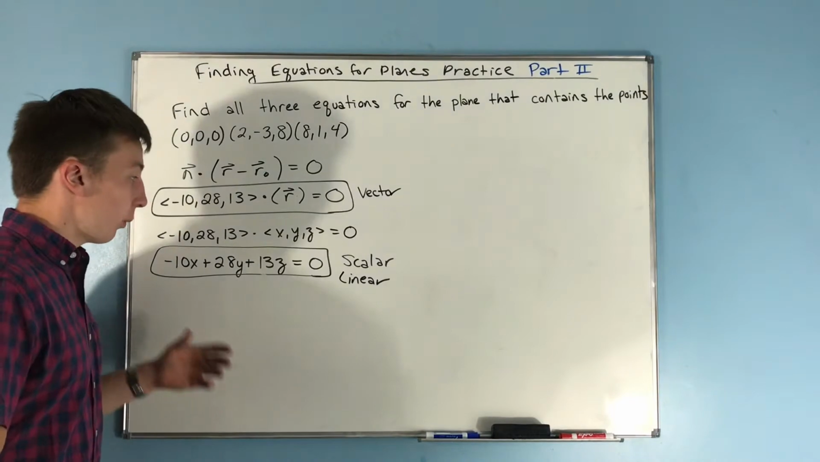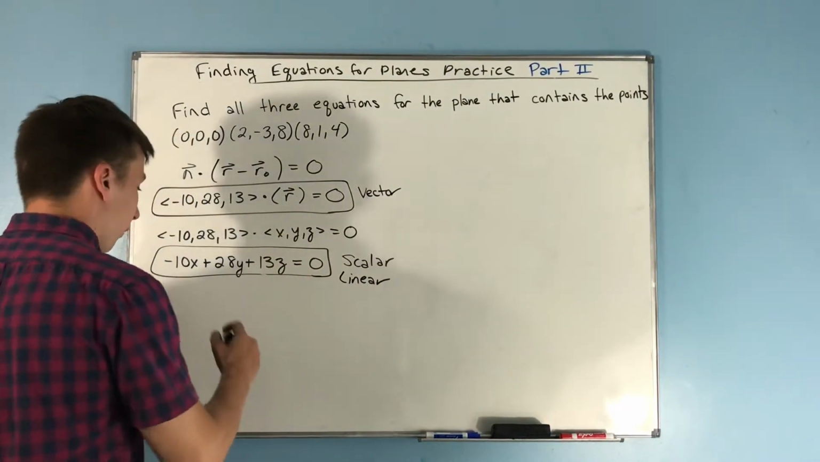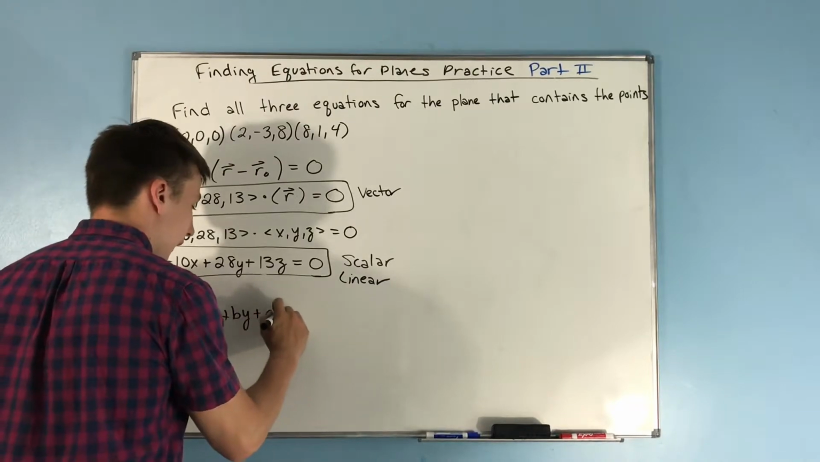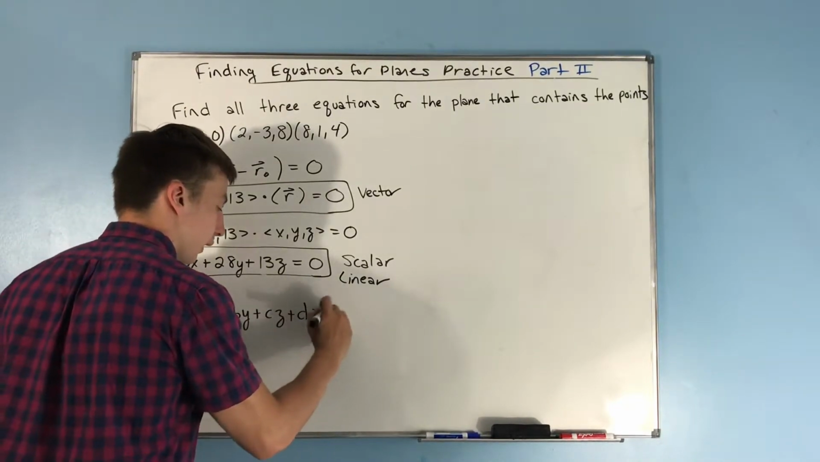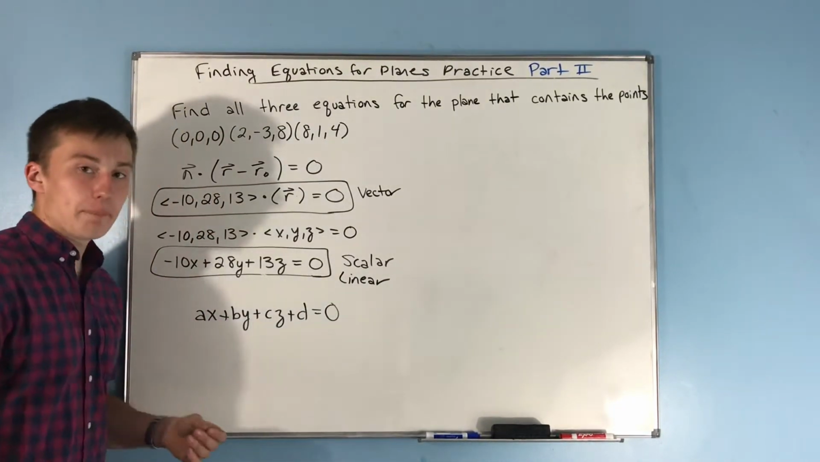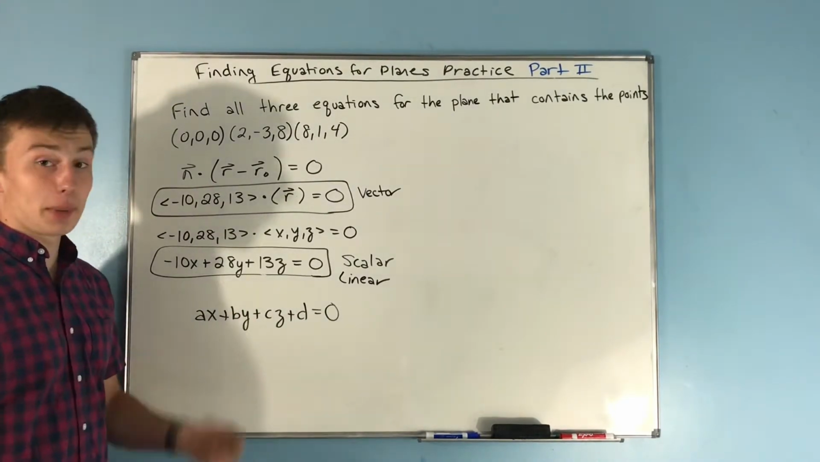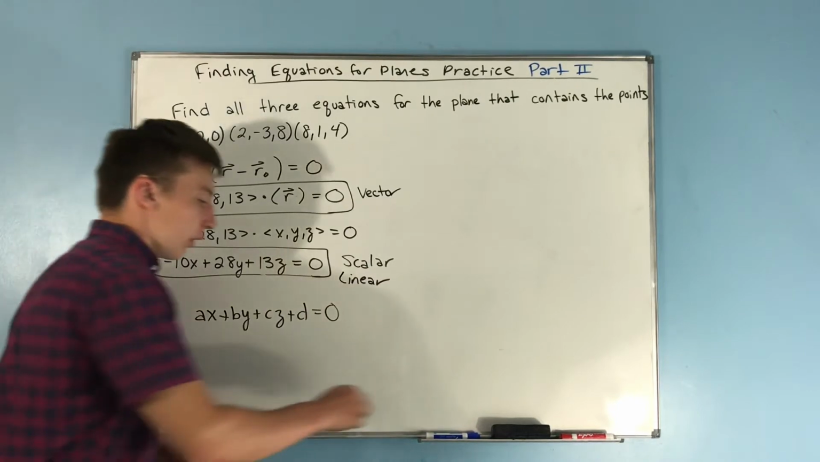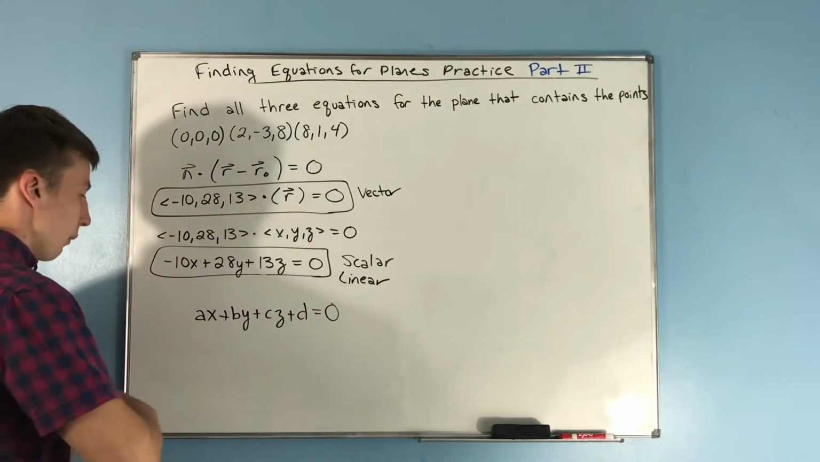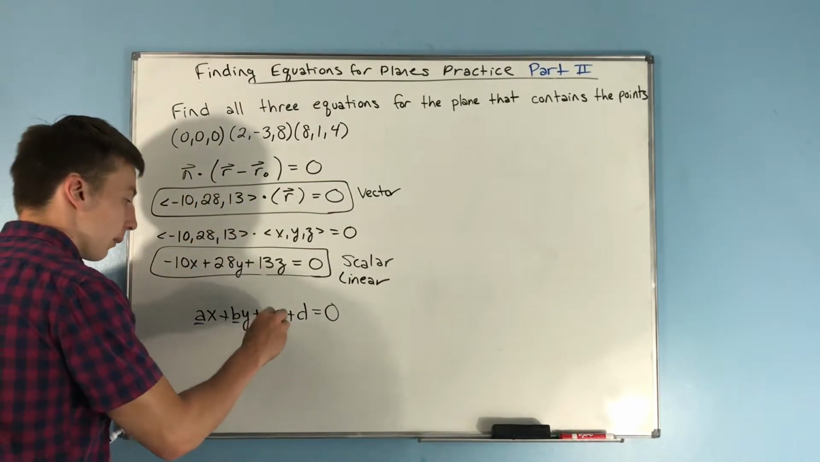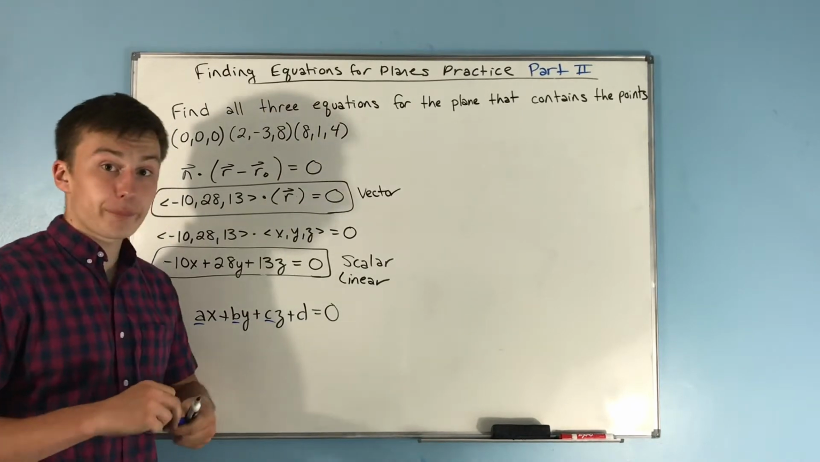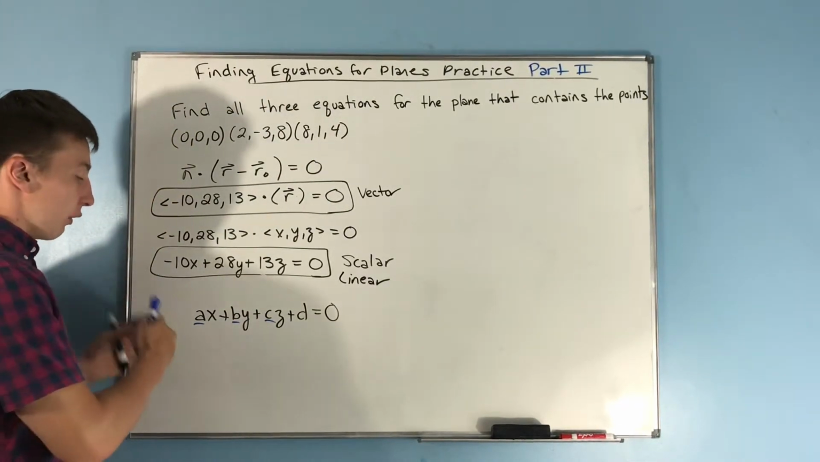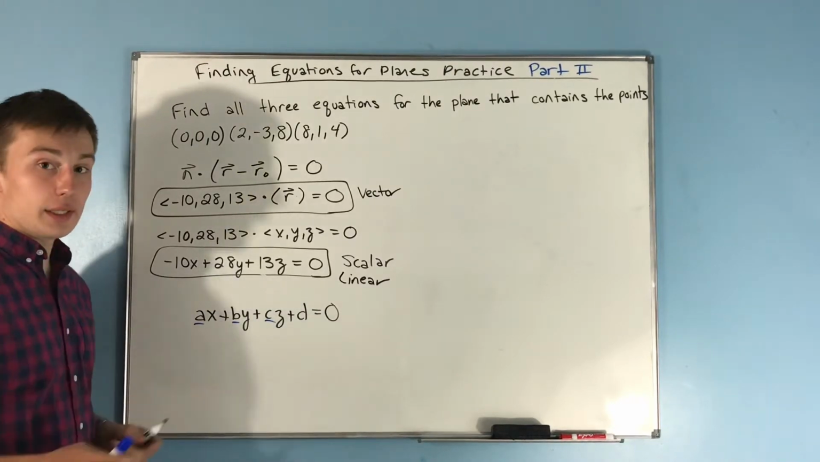So one quick thing before we end here. The form for our linear equation is ax plus by plus cz plus d equals 0. That's the linear equation for a plane. Now, our a, b, and c, what are they representing? Well, that's our normal vector. Those are the components in our normal vector, our normal vector is a, comma b, comma c.